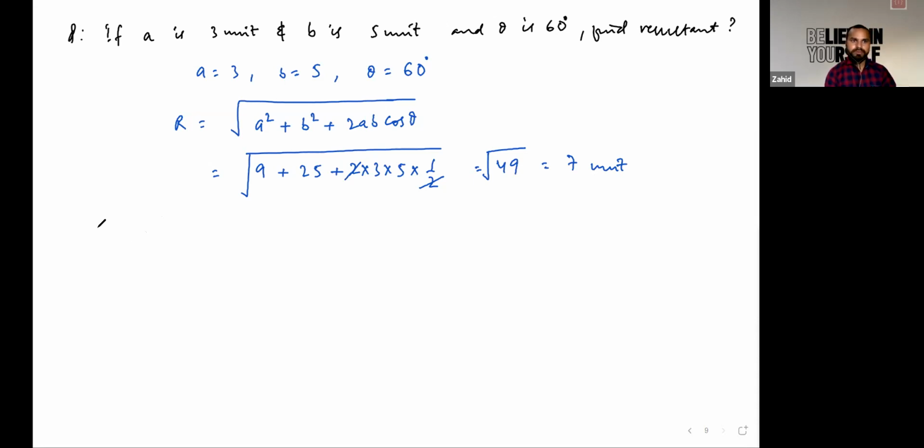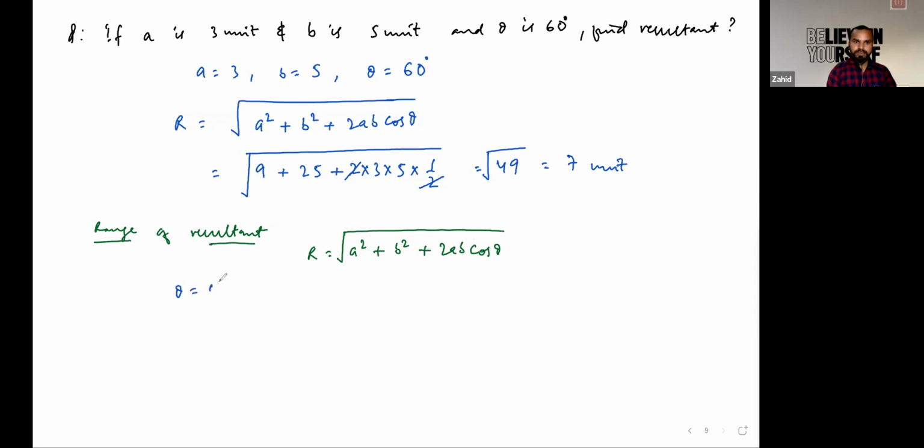Now I'm defining the range of the resultant of any two vectors. Let's say R is equal to the root of A square plus B square plus 2AB cos theta. So in the first part, if theta is equal to 0 degrees, cos will be maximum at plus 1. So this whole term will be A plus B. So the resultant will be maximum as A plus B.